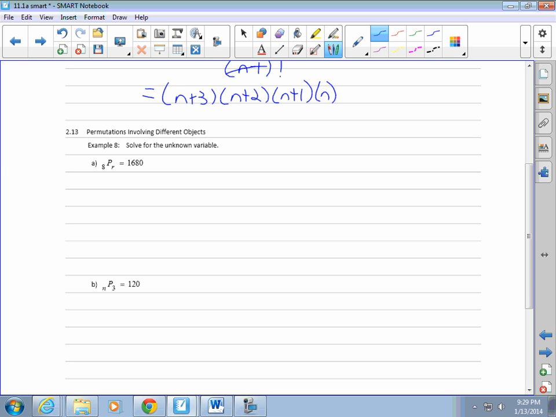So example 8 says solve for the unknown variable. So I'm working backwards kind of. So 1680 is equal to 8 factorial over (8 minus r) factorial. I want to get my unknown, my (8 minus r) factorial, by itself. So I'm going to cross multiply and move these. So I would have (8 minus r) factorial is equal to 8 factorial divided by 1,680.